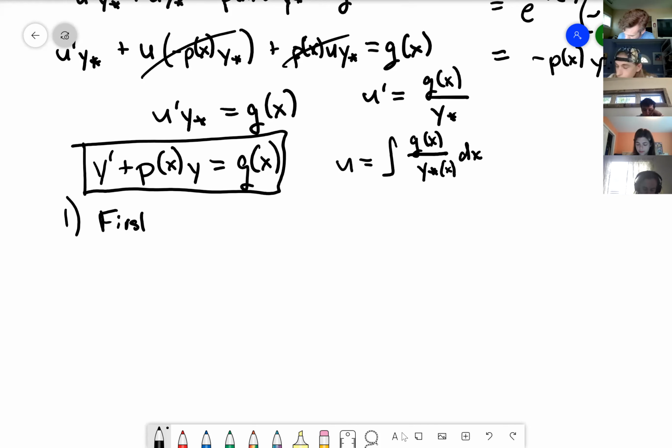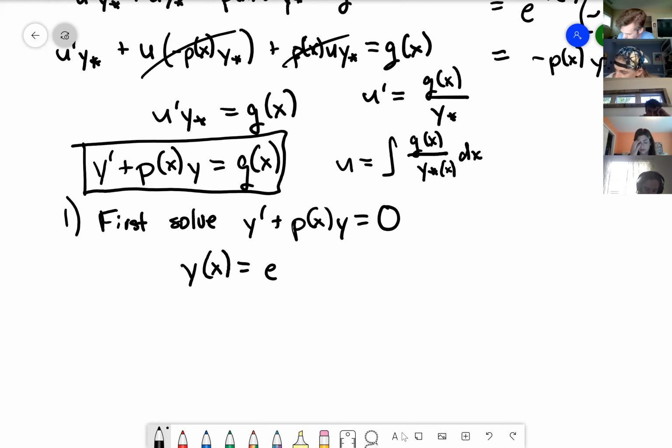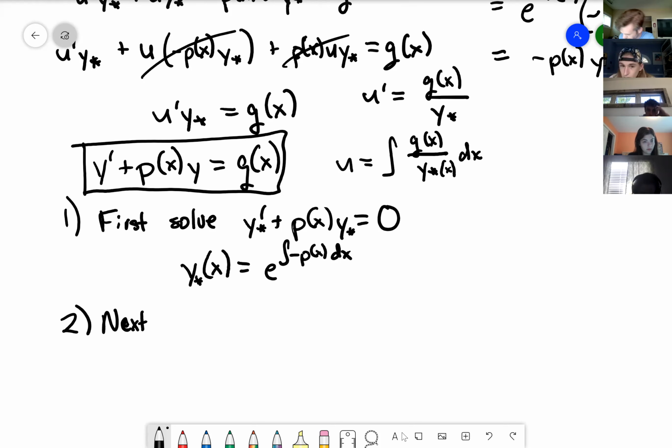So first, solve y prime plus p of x y is equal to 0. So we get y of x is equal to e to the integral of minus p of x dx. Right, where there's an implicit, I'm ignoring the constant. So there should be a constant out front, right? So I'm ignoring that because in the next step we use that for something. So in the next step, oh, I should put a y star there. Indicate that this is the homogeneous version.